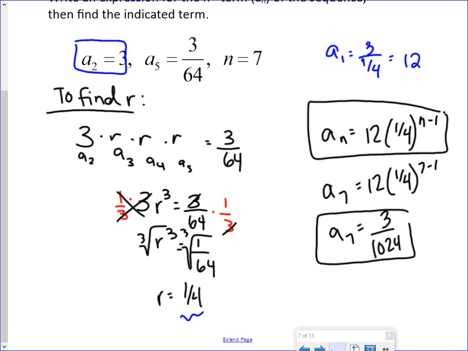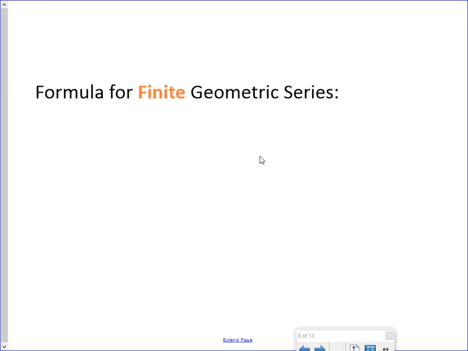I'm going to delete this because I don't like the way that the book has it. Formula for a finite geometric series. So now we're talking about, okay, here are all the terms of the geometric sequence. Let's add them together, right? Because the series is a sum of terms. Okay. Here's how I like to write my series formula.